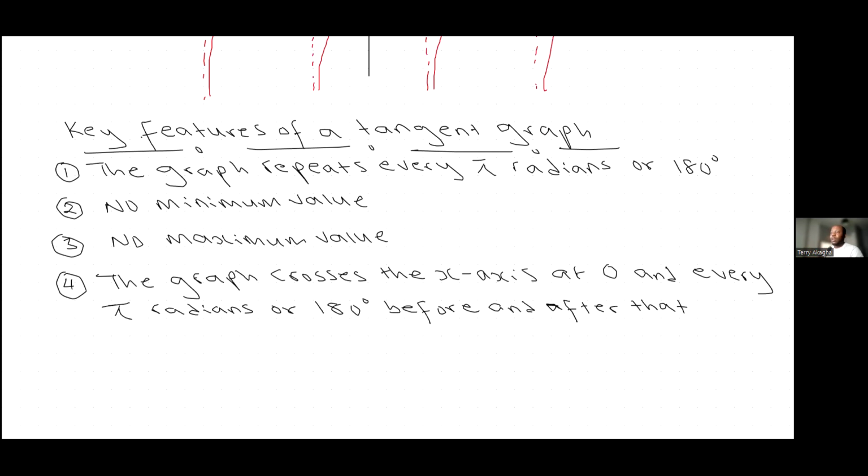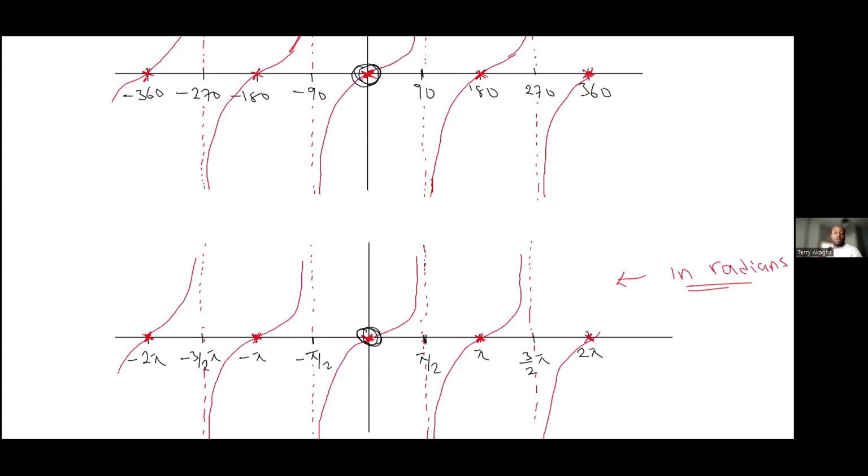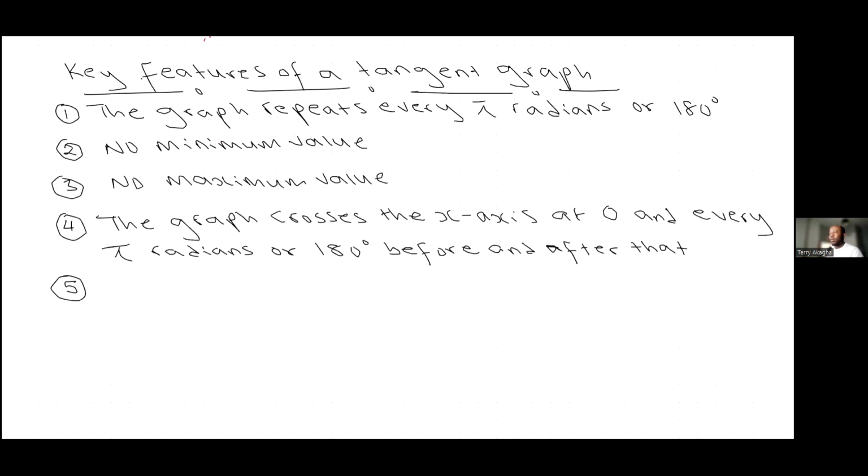Then when you're done, the next one, number 5, is that you also notice that it has asymptotes. So this has vertical asymptotes. So we talked about this in my previous videos. These are where the function is undefined. Okay, so in my previous videos, I talked about how to find horizontal asymptotes and vertical asymptotes. So you notice that it has it at 90 degrees and every 180 degrees after that. So that's what you notice as well. So number 5, you notice that the tangent graph has asymptotes. Unlike the sine and cosine, there were no asymptotes, okay?